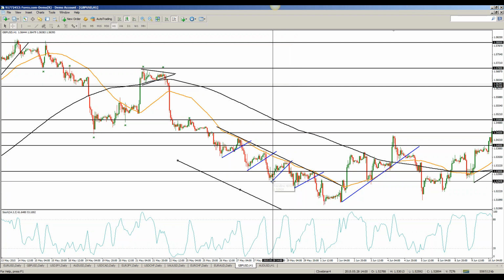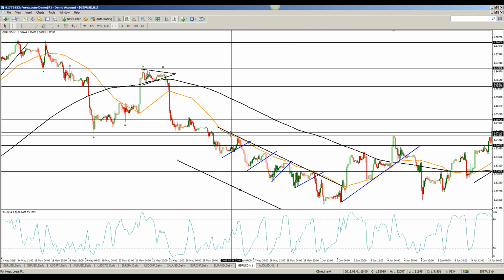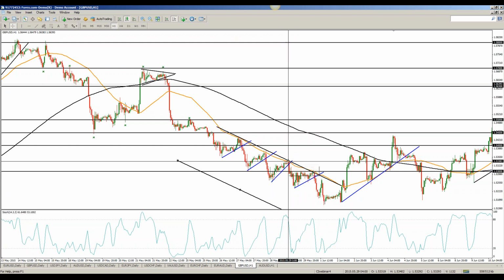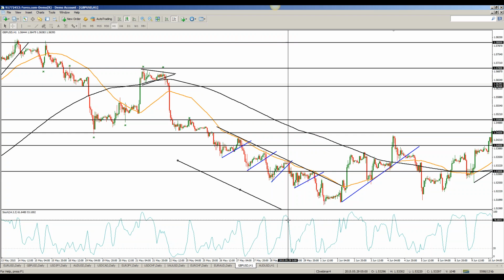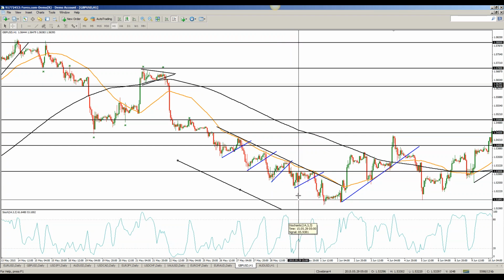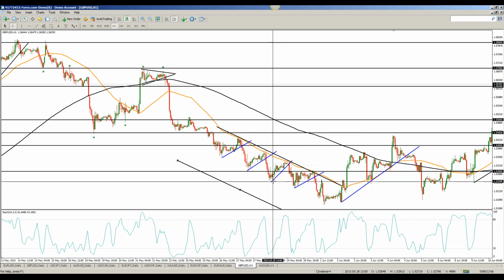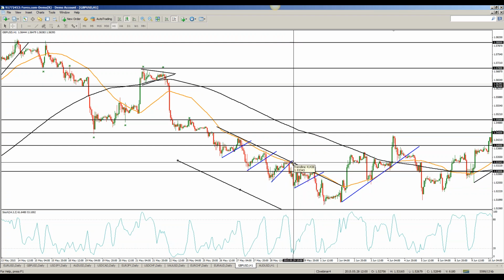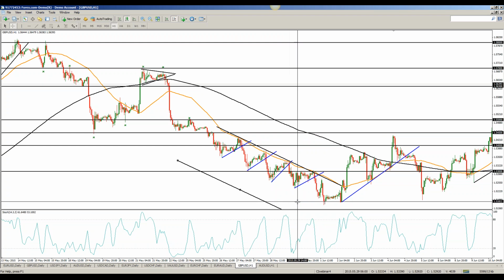So again, we've got different factors here. We've got this trend line acting as resistance. We've got this 50-period moving average acting as resistance. We have this cross down on the stochastics acting as momentum to the downside. And then we have this cross of this counter-trend support line as my trigger to get into the trade.